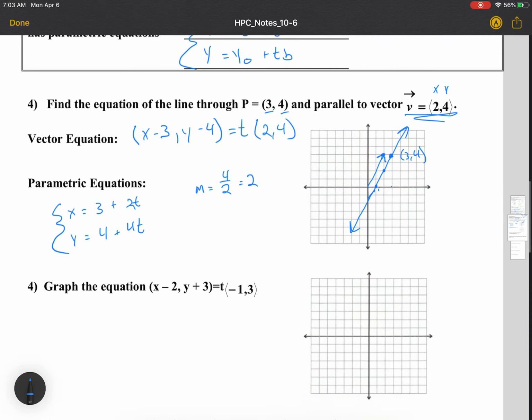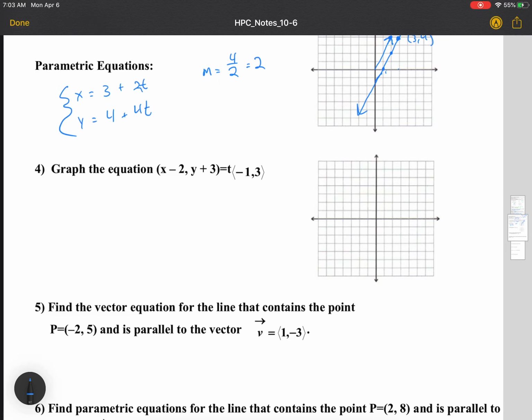Okay. Now 4, or I guess 4 part 2, graph the equation. Okay, first thing to find out, what's our point? What's our point in all this? Our p is going to be 2, negative 3. Right? Remember, those are supposed to be minus. So there we got 2, -3. Our vector is going to be -1, 3. Okay, which means our slope, our rise over run, is going to be 3 over -1, which equals -3.